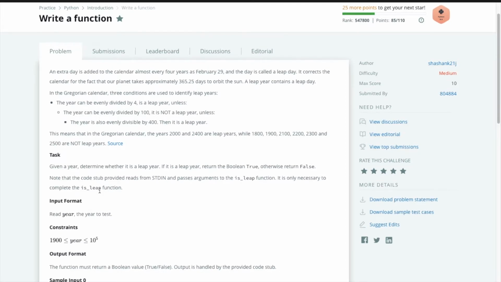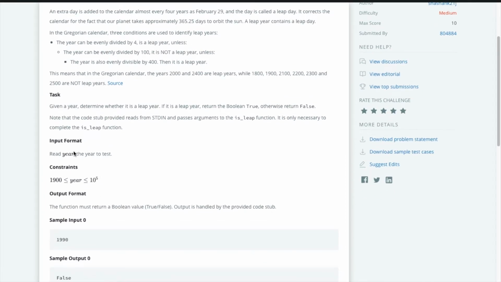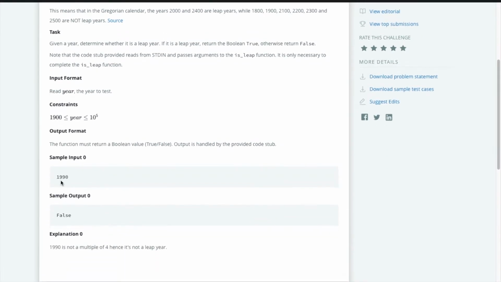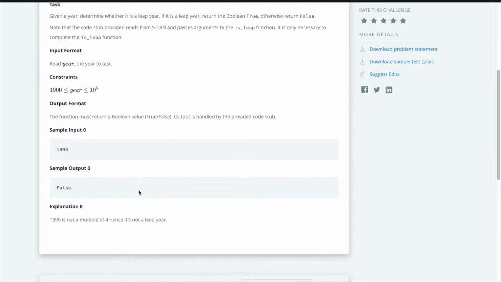Here our task is to return true if the given year is a leap year, otherwise we have to return false. Coming to the sample input, here they gave the year as 1990. 1990 is not divisible by 4 evenly, so it is not a leap year. Hence, we have to return false.